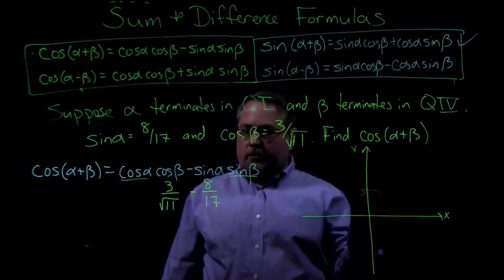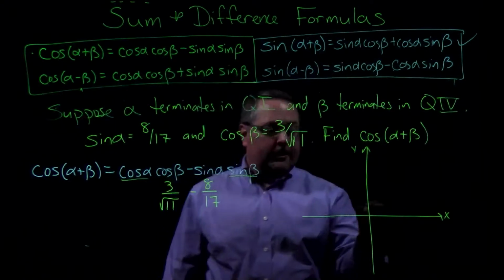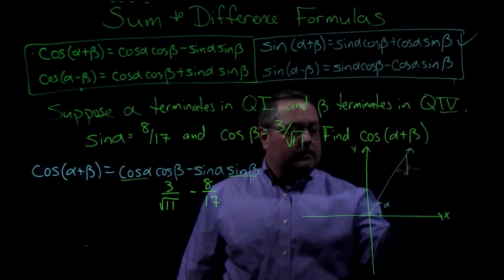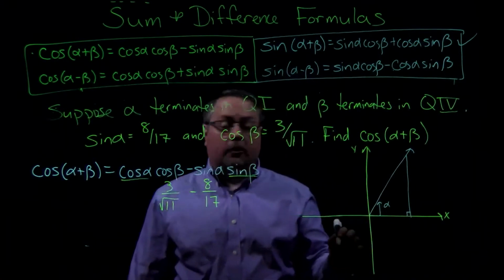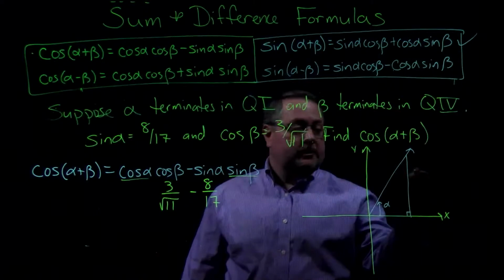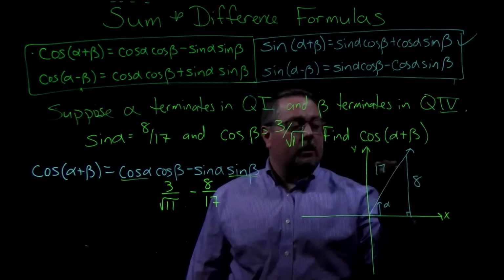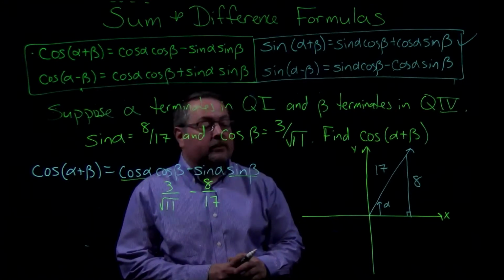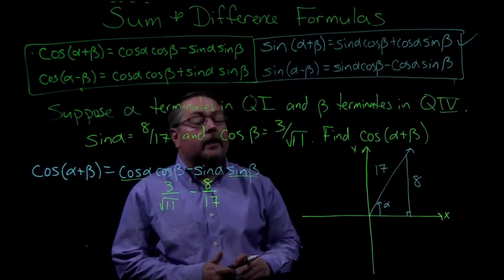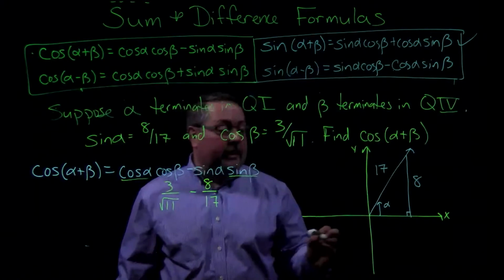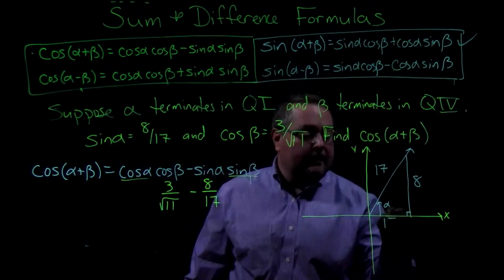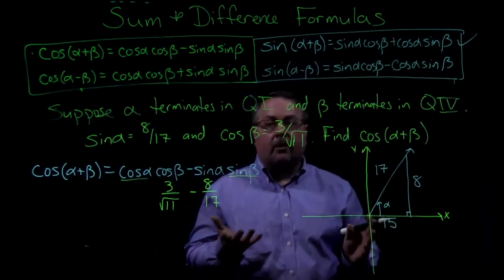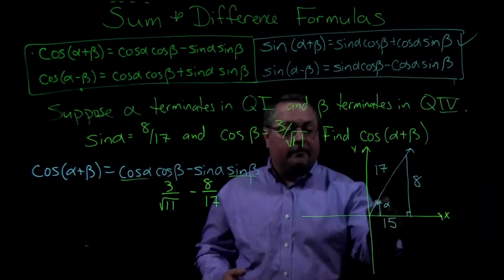Alpha terminates in the first quadrant, and its sine is 8 over 17. So here's alpha. We'll draw a first quadrant right triangle. Sine is y over r. So our vertical leg will have length 8, our hypotenuse will have length 17. This is a Pythagorean triple. The x value needs to be 15, because 8 squared plus 15 squared is 17 squared, so this is a slightly bigger but still important Pythagorean triple, 8, 15, 17.